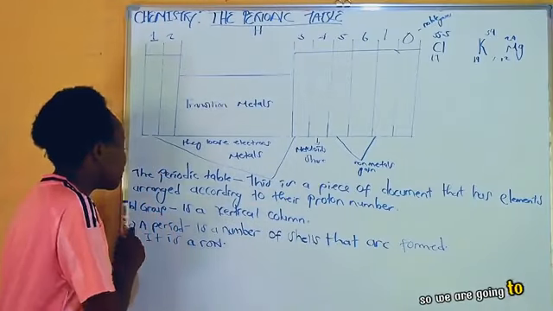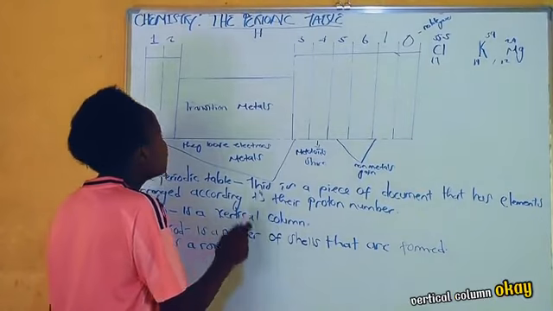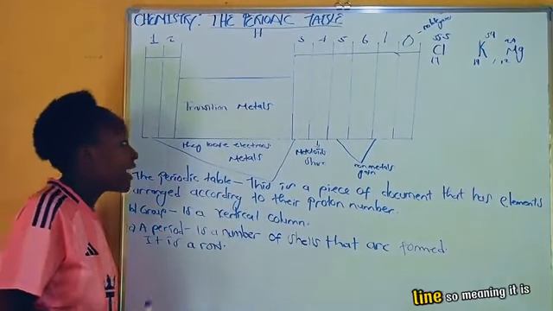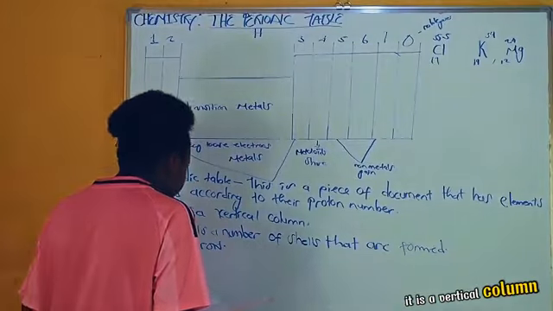So we are going to look at a group again. A group is a vertical column. As you can see, this is in a straight line, so meaning it is a vertical column.